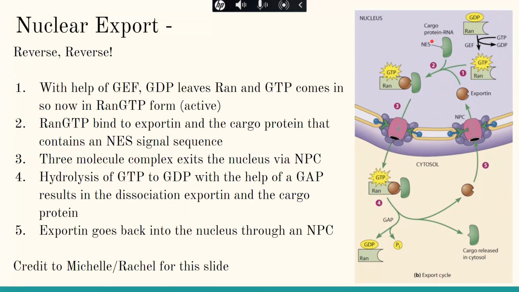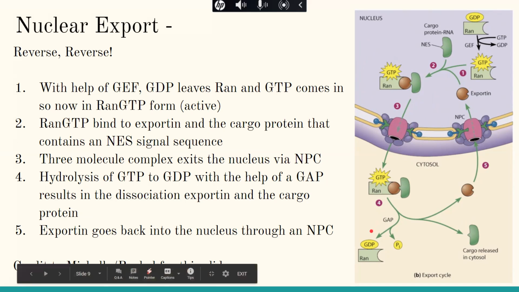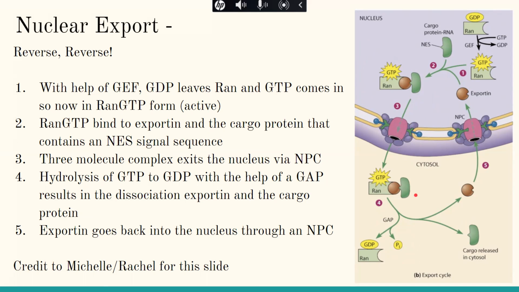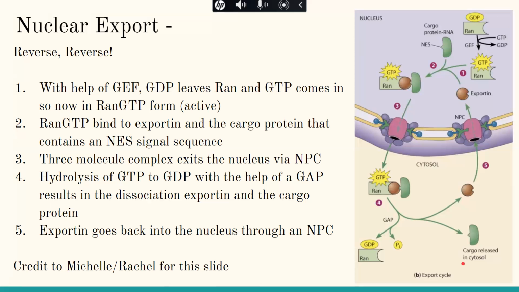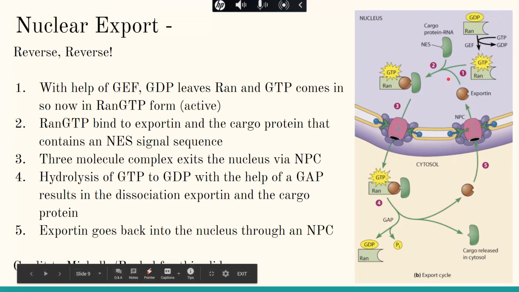Exportin can then bind to the cargo protein. So now the main difference here is that you have this complex of 3 proteins together to help it leave through these pores of the nucleus. And then once we're in the cytosol, GAP does the same job of hydrolyzing GTP to GDP. Here's that little phosphate that you lose. And when it does this, it changes the conformation so that exportin and the cargo protein are both released. So the cargo protein can then go off into the cytoplasm like it normally does, and exportin can re-enter the nucleus to bind to another cargo protein.